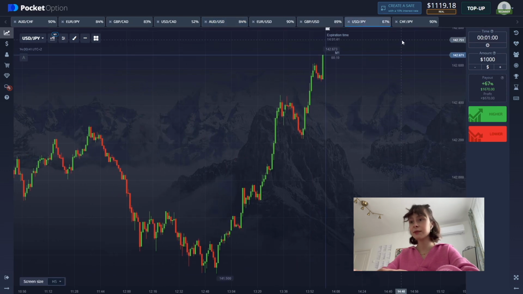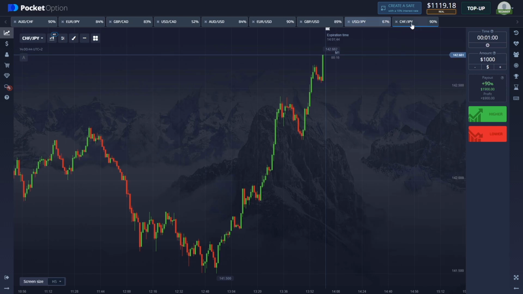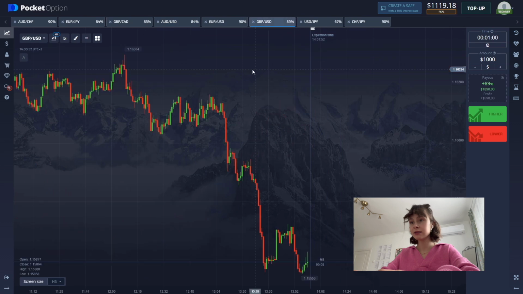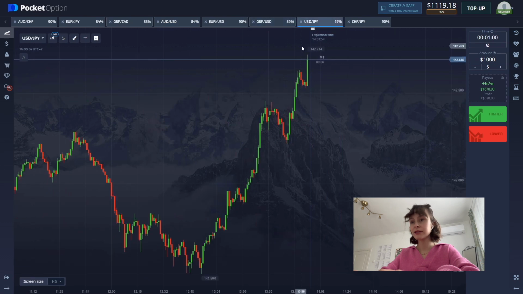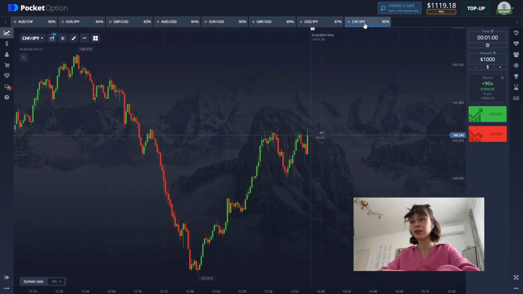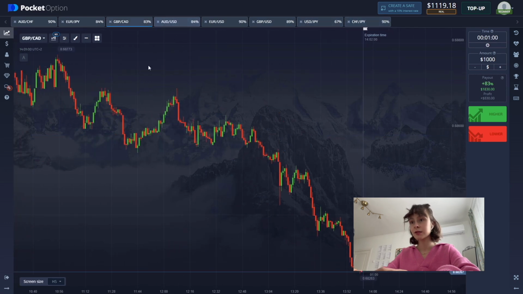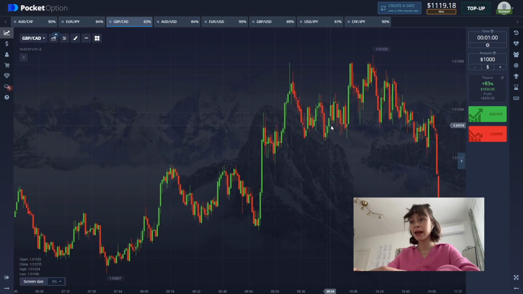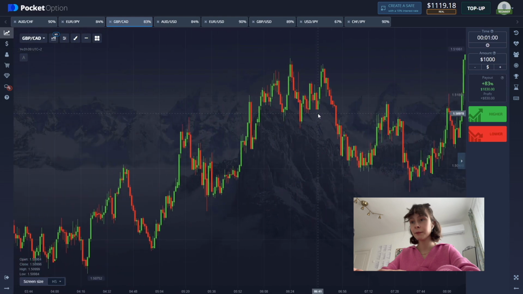Choose the next currency pair. Let's delete the worst percentage. 52% is really low. Let's close it. Let's delete it. So we can analyze this currency pair.